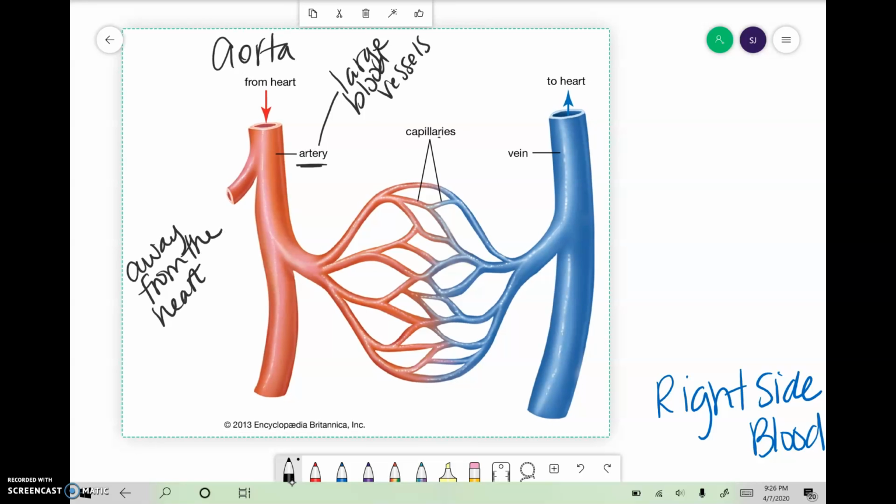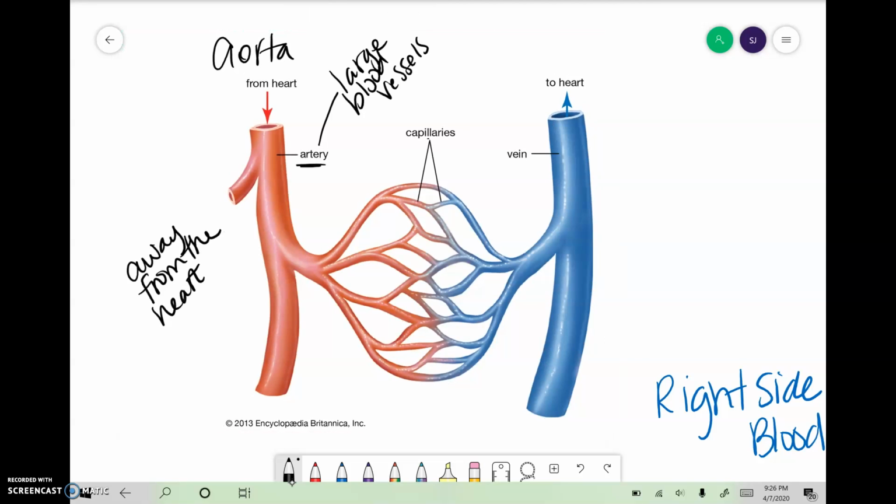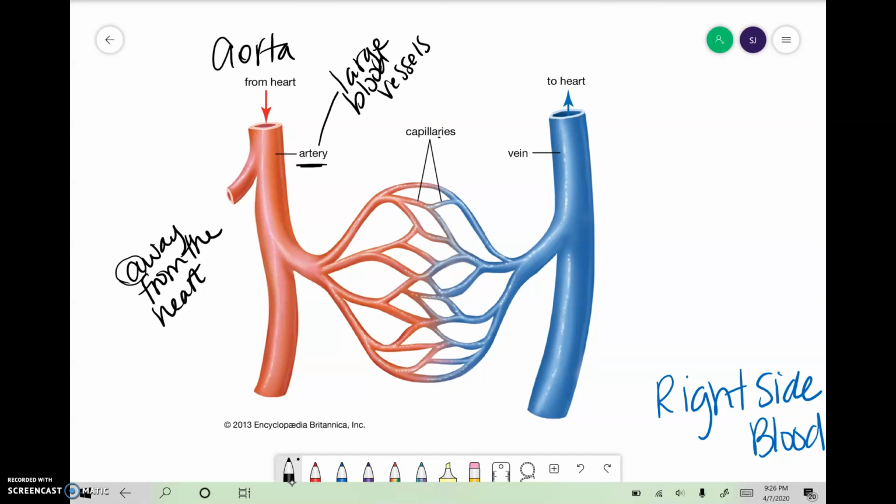Okay, so the A in away and the A in artery should be your indicator as to what direction blood is going. Okay, but in order for gas exchange to take place, these arteries have to shrink down in order for them to get to the smaller parts of your body.